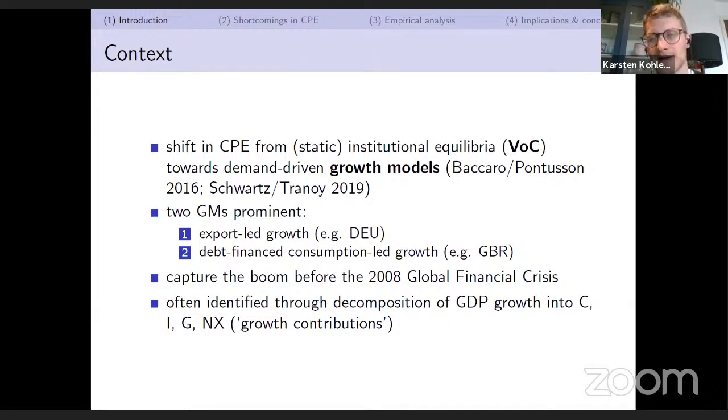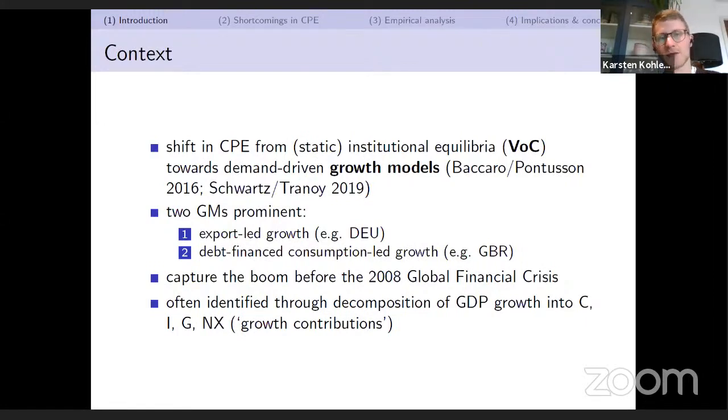And now there has been a change towards more demand-driven growth models based on the contributions by Baccaro and Pontusson, Schwartz, Trenoy, and others who have made efforts to integrate some of the post-Keynesian debates into comparative political economy. If you look at the literature on growth models, it appears that there are two growth models that are particularly prominent. The first one is the stereotypical export-led growth model, Germany being one of the main examples. And the second one is the debt-financed consumption-led growth model, for example, in the UK.